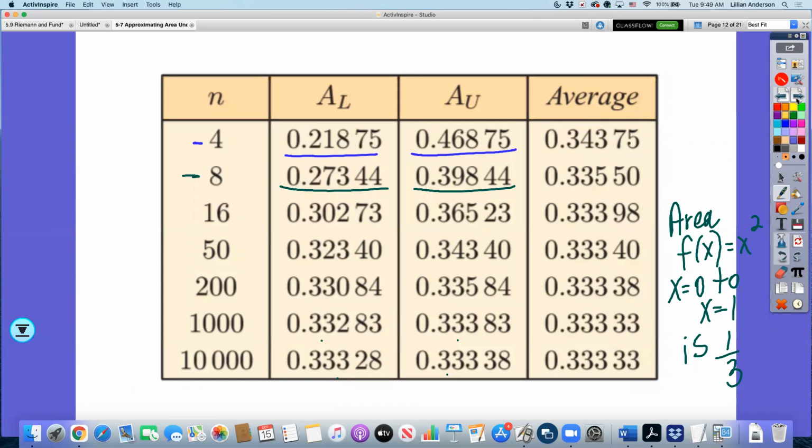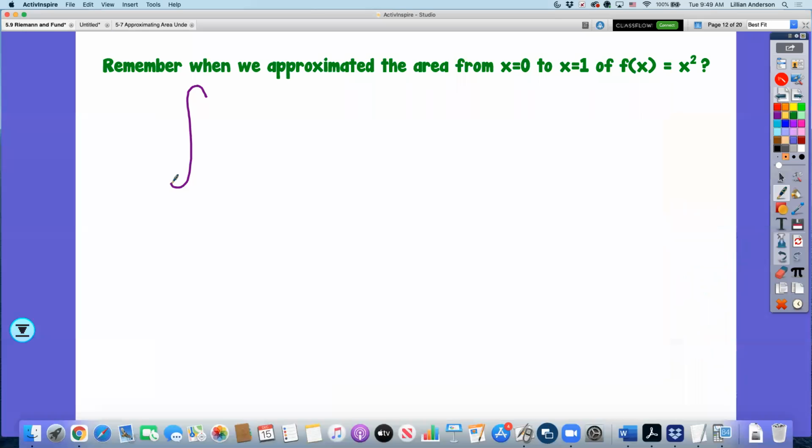Okay, remember I showed you this table right here. If I had about 10,000 rectangles, actually we'd probably get close to the exact area. Now we have a way of actually finding the exact area by taking the definite integral from 0 to 1 of x squared dx. All we have to do is take the antiderivative to start.